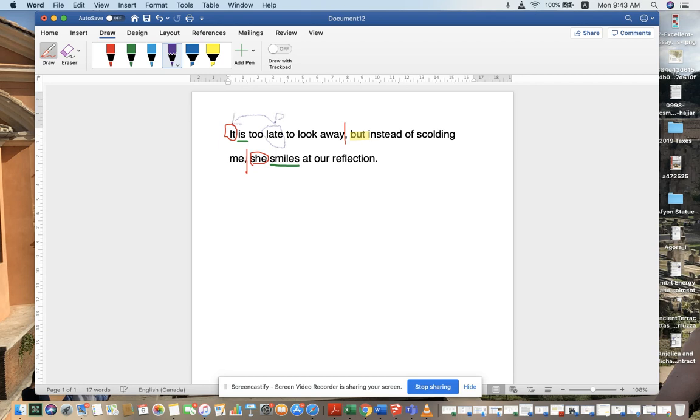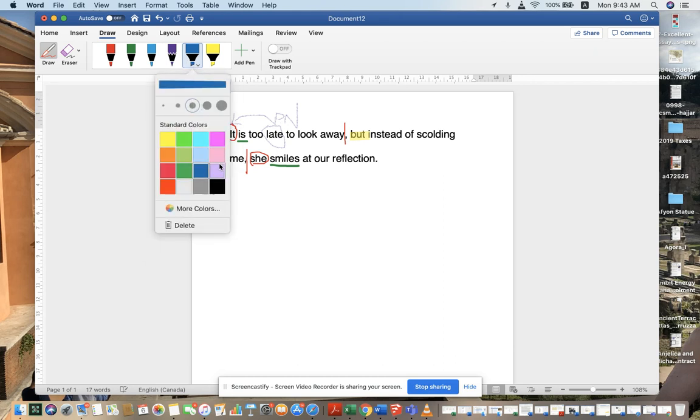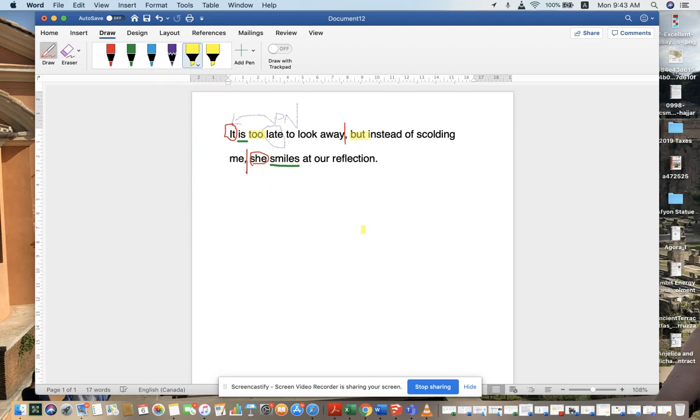So "late" is describing "it," meaning we've got ourselves a predicate nominative. Now, "too" is an adverb. It's not just late, it's too late. Next: she smiles. She smiles at. Here's our preposition. At what? At what reflection? Whose reflection? Ours. There's the possessive. All right, so this was pretty straightforward.